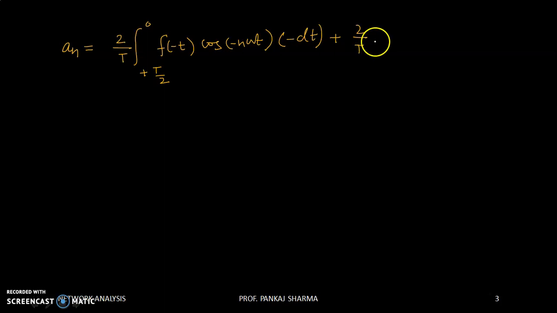an is equal to 2 by T integral from plus T by 2 to 0 of f of minus t cos of minus n omega t with respect to minus dt plus 2 by T integral from 0 to plus T by 2 of f of t cos n omega t with respect to dt.